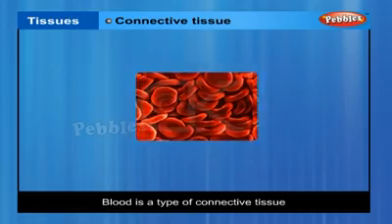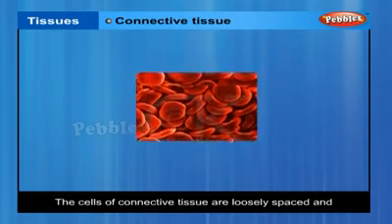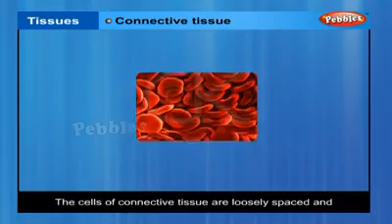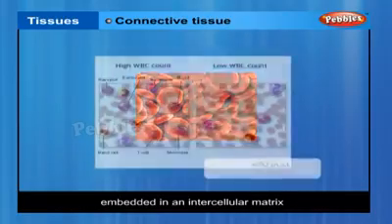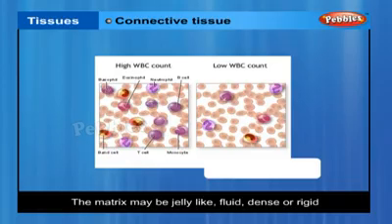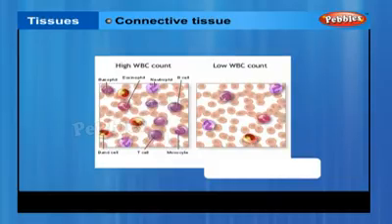Connective tissue. Blood is a type of connective tissue. The cells of connective tissue are loosely spaced and embedded in an intercellular matrix. The matrix may be jelly-like, fluid, dense, or rigid. The nature of the matrix differs in coordination with the function of the particular connective tissue.